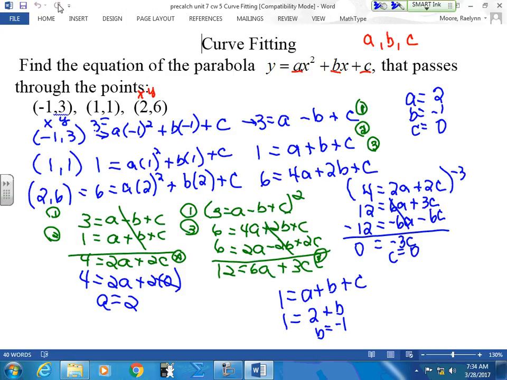Okay, now all you have left to do, because you need to find the equation, you just have to plug it back into here. A is 2, B is negative 1, C is 0. Don't forget to plug it back in because the question says find the equation. So you can put that in your y equal, in your calc. You can look at your table, and you can see, in fact, if all 3 points are there. Easy way to check. Nice way to check.